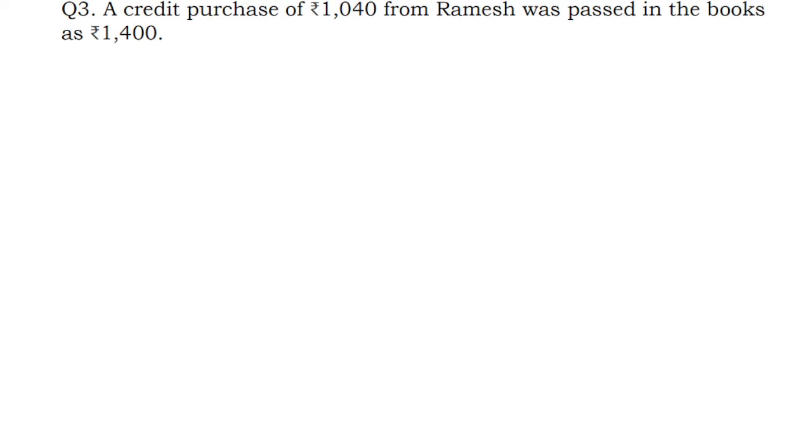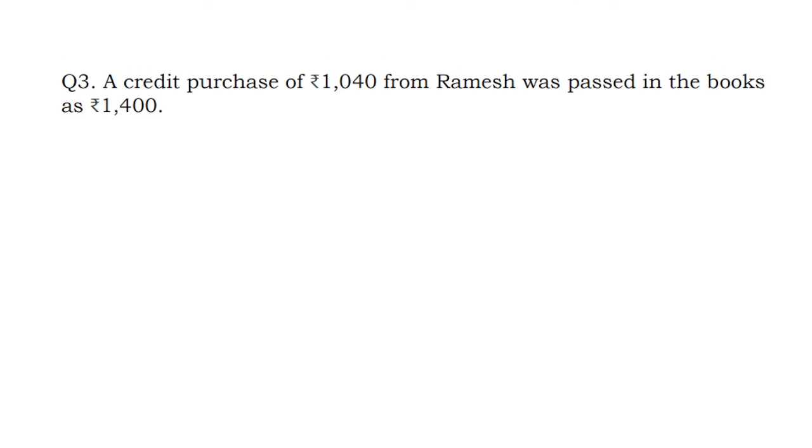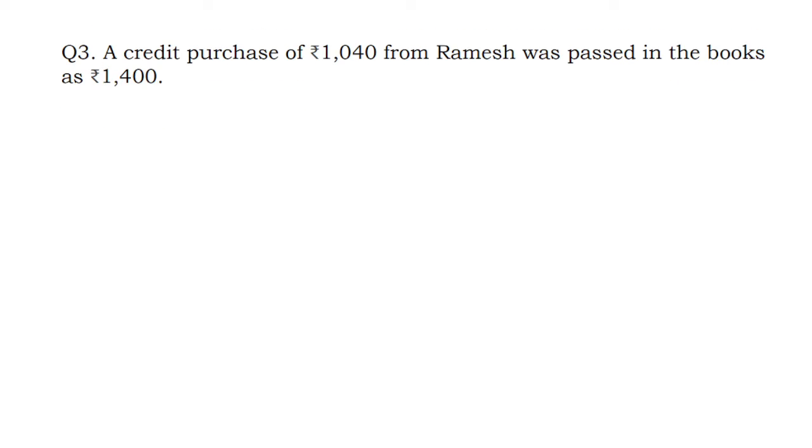Okay, a credit purchase of 1040 from Ramesh was passed in the books as 1400. What does it mean? It means a credit purchase of this amount was passed in the books as 1400. Let me show you the wrong entry. What is the wrong entry?